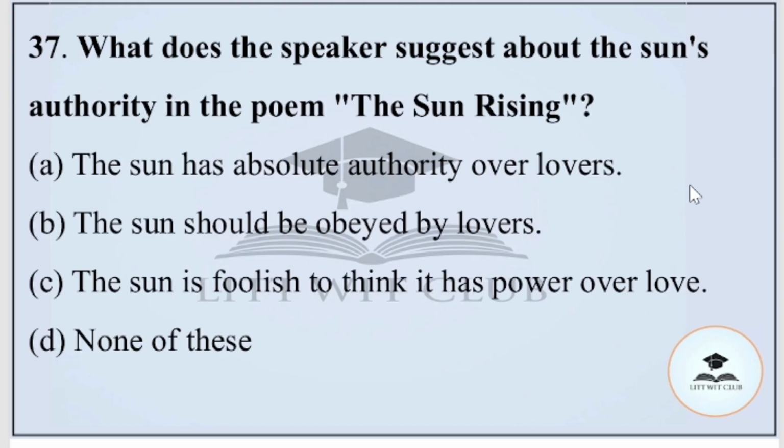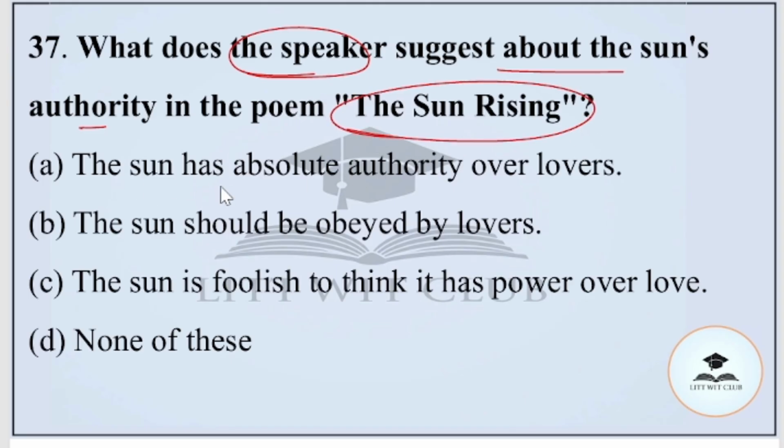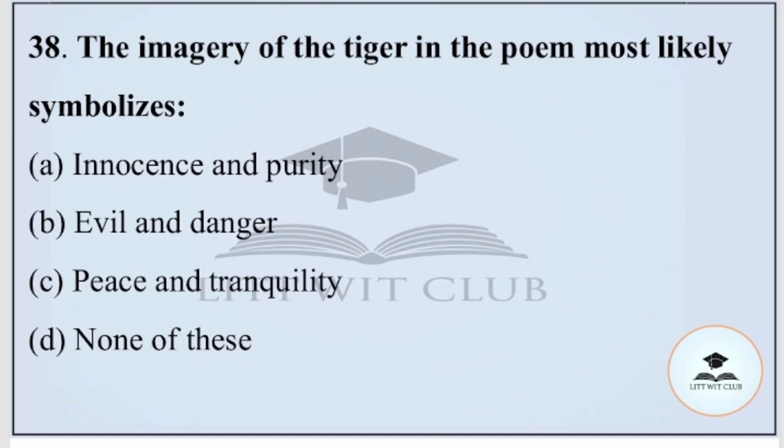Question number 37. What does the speaker suggest about the sun's authority in the poem The Sun Rising? Options are: the sun has absolute authority over lovers, or the sun should be obeyed by lovers, or C, the sun is foolish to think it has power over love, or none of these. And the correct answer is option number C. The sun is foolish to think it has power over love.